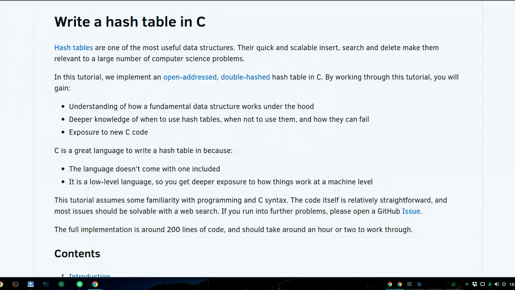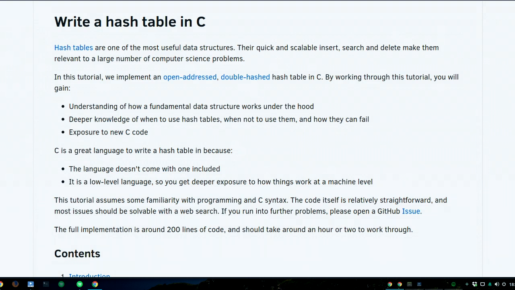Hey, I like their little summary. Hash tables are one of the most useful data structures. They are quick and scalable insert, search, and delete, make them relevant to a large number of computer science problems. And that's why these days you see them included in just about any high-level language that you're going to be working with. And they're just a very generic, useful data structure.